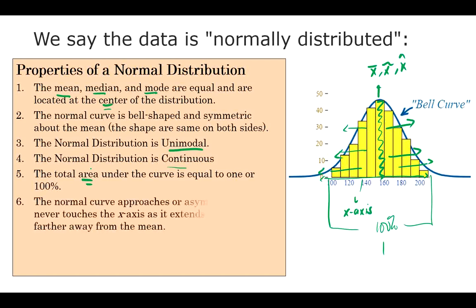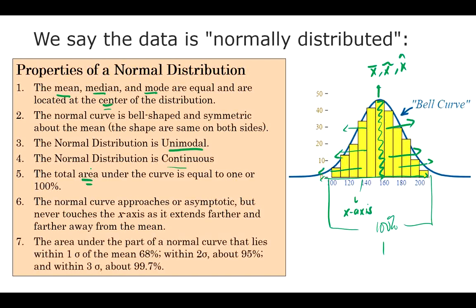Okay? The normal curve approaches, or asymptotic, nasabi ko na yan, but never touches the x-axis as it extends further and further away from the mean. The last one is the area under the part of a normal curve that lies within one standard deviation of the mean is 68%. Kapag 2 standard deviation naman, 95%. Kapag 3 standard deviation, 99.7%. Ano ang ibig sabihin po niyan?